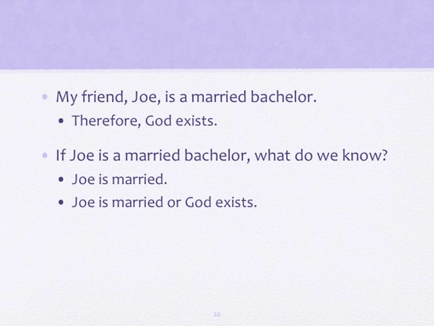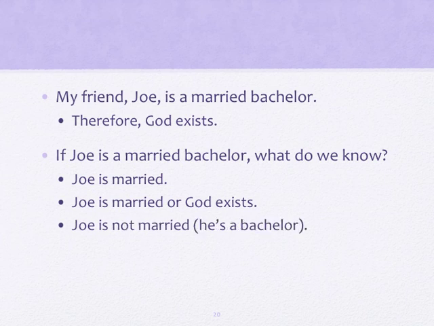Now we're home free. Okay? So again, we start with the premise. My friend Joe is a married bachelor. If we imagine that's true, then we know that Joe is married. We also know Joe is married or God exists. Well, if Joe is a married bachelor, what else do we know? Well, we know that he's not married. Why? Well, because he's a bachelor. If Joe is a married bachelor, we simultaneously know that he's married because he's a married bachelor, and we know that he's not married because he's a bachelor.